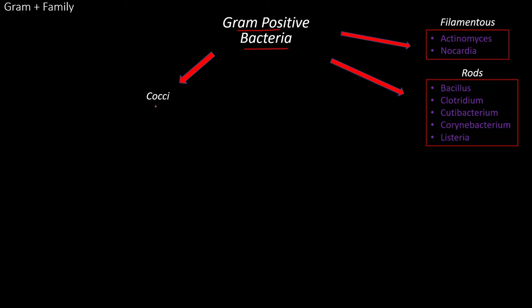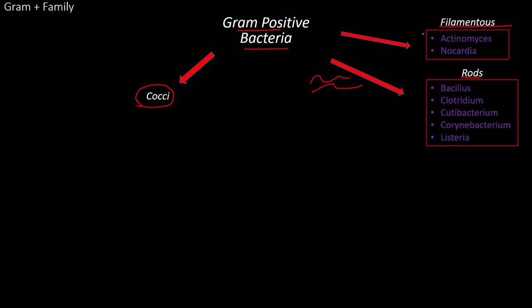Filamentous, rods, and cocci. For now, let's just talk about these two. I like to think of these as the cast-off families, because the main big boys of Gram-positive are the cocci, okay? So these ones are the filamentous and the rods. Remember what I said? Rods are rare in Gram-positive. There's the five ones that you need to know. And there's two filamentous ones.